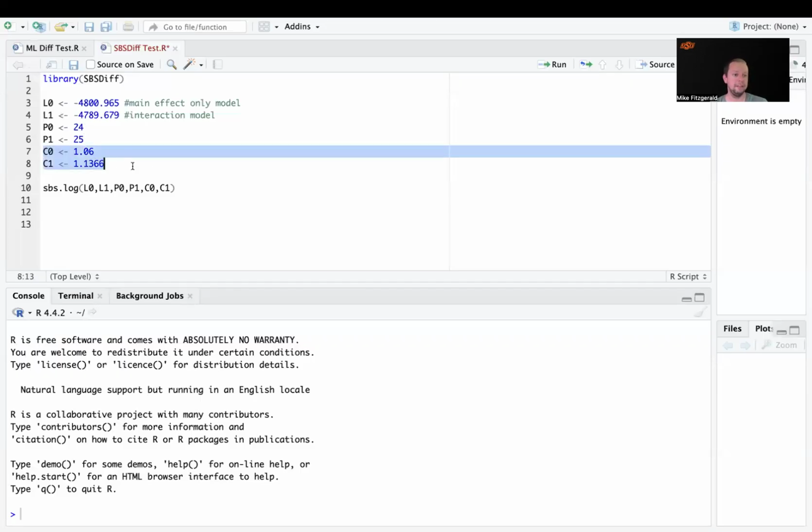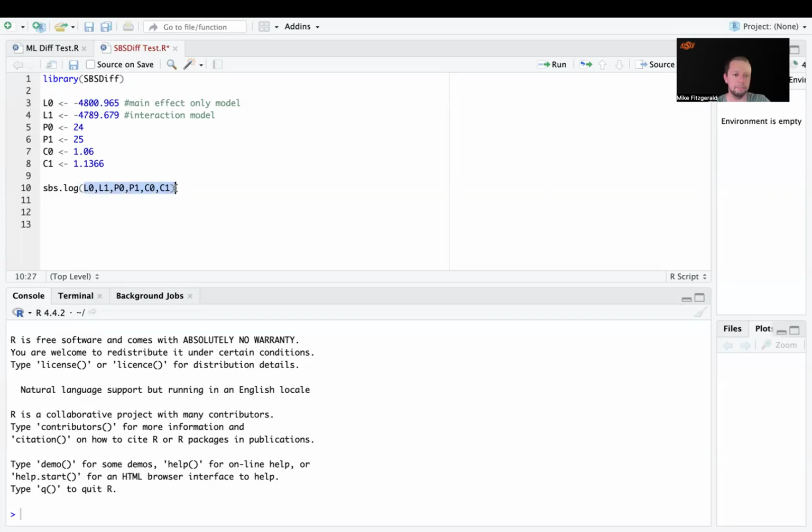And then here we add in the scaling correction factors for the respective models. Our first model has a scaling correction factor of 1.06, and then we had a scaling correction factor of 1.34 in the second model. Then what we're going to do is just type in SBS log. I'm telling the package I want you to estimate a difference that's based on the -2 log likelihood values. You can also use the chi-square test. This is also perfectly amenable to that.